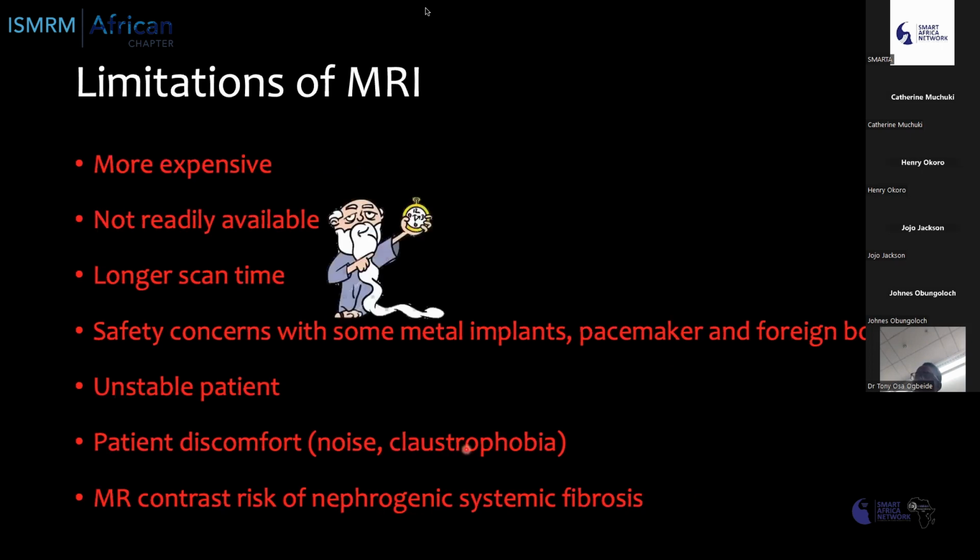It has a longer scan time, and there are safety concerns in patients that have certain metal implants, pacemakers, and foreign bodies. Unstable patients cannot undergo an MRI because they have poor images. Okay, and if the person is claustrophobic, that is also a limitation, and there's also a risk of nephrogenic systemic fibrosis in patients with kidney diseases.